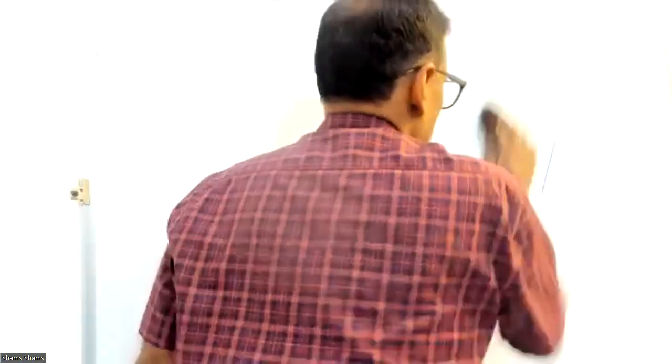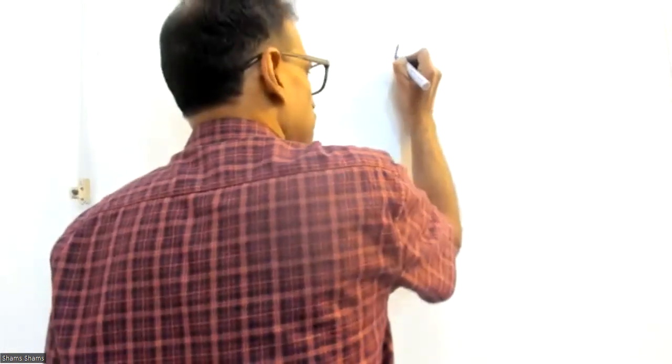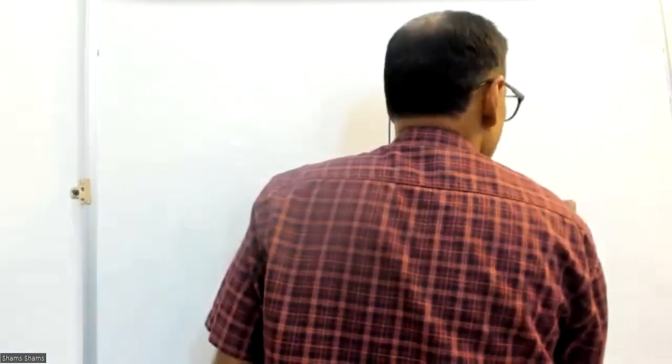So look here now. It shows that the diagonals of a square are equal and bisect each other at right angles. Look here. How many things to show here?